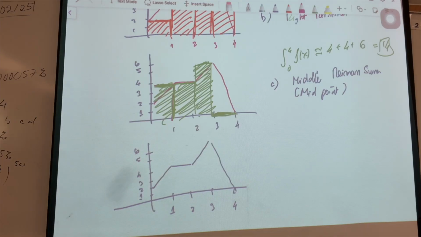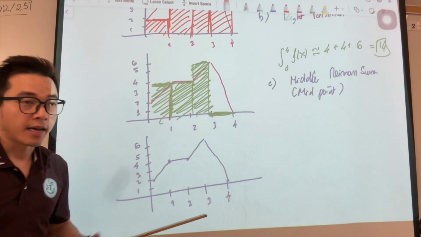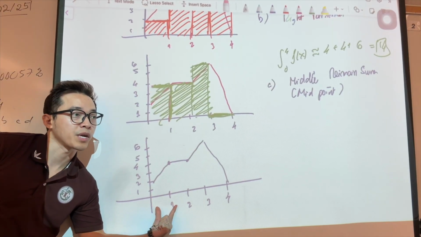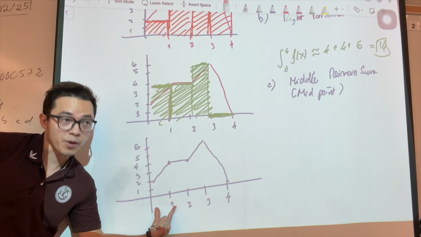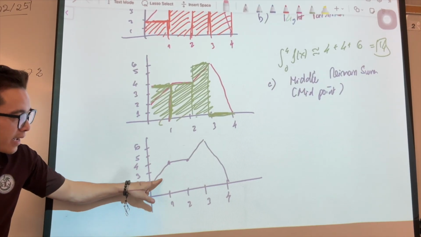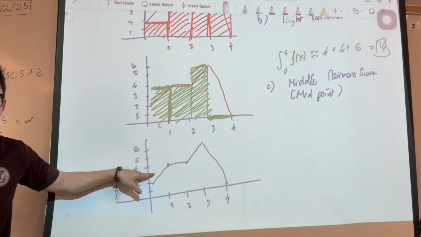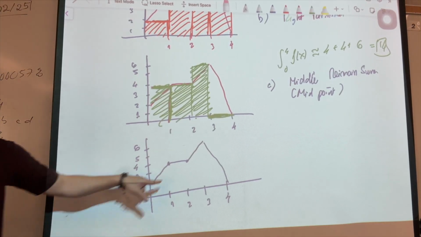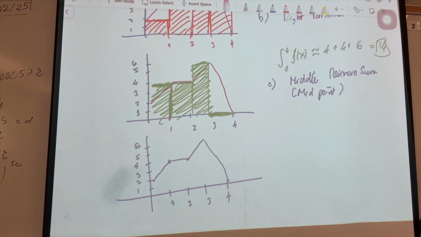Calculate the midpoint. Let's do the midpoint. From 0 to 1, what is the middle? 0.5. You start from 0.5 and you draw the box right there. That's the midpoint, if you're confused how to do this. From 0 to 1, I know the midpoint is 0.5, right? So I'm gonna go up, and when I hit the graph, I'm gonna start drawing the box right there.